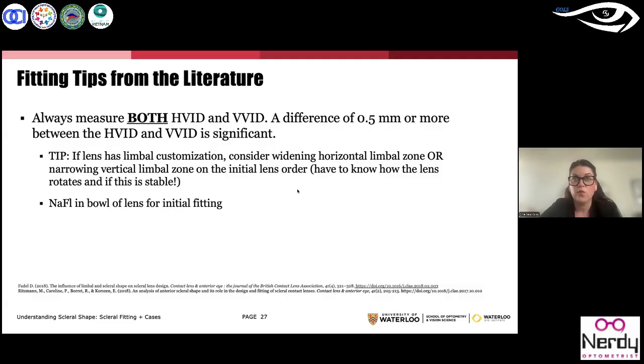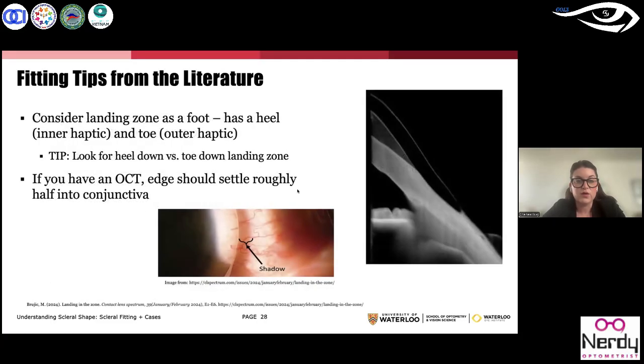So I don't wait to see if I get conj prolapse and decentration. If I have more excess vertical limbal clearance, I would just narrow that vertical limbal zone on the initial lens order to try and head off some problems. I always use fluorescein in the bowl for the initial lens fitting. Time's going fast. Got a little bit more to get through, so I'm going a little bit fast here.